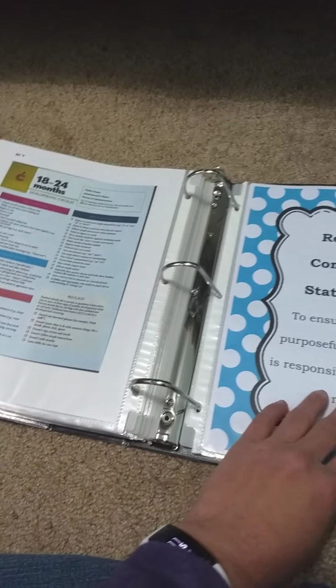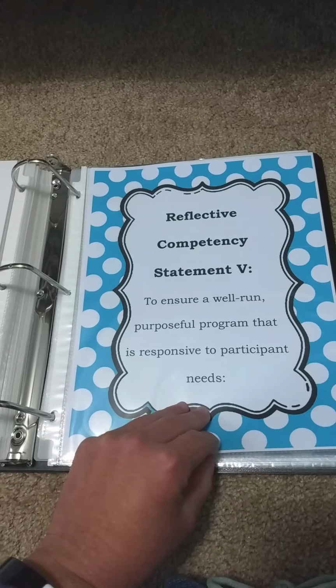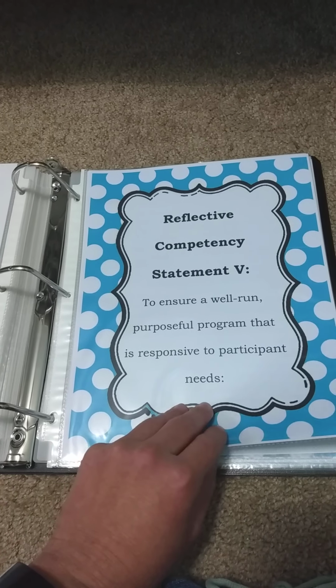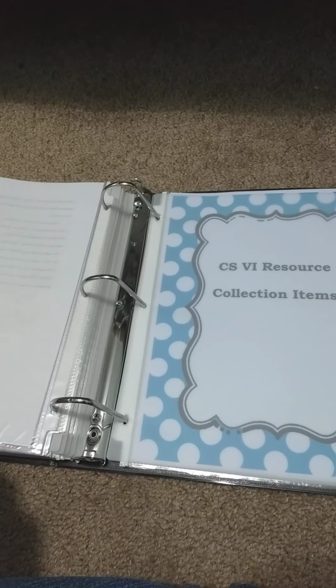Next, we have Reflective Competency Statement 5, to ensure a well-run, purposeful program that is responsive to participant needs. So that will, again, cover the previous resource collection that we just went through.